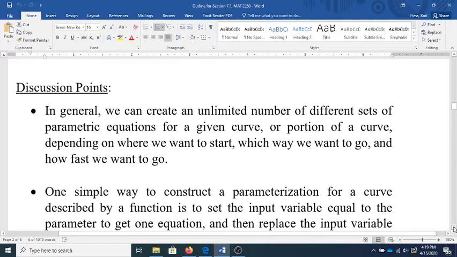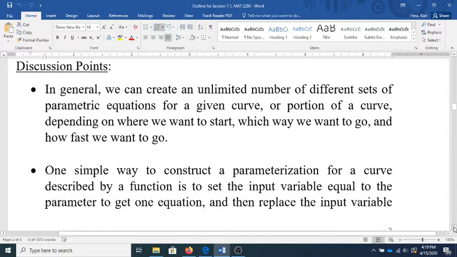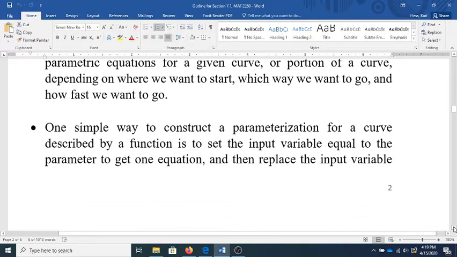So, a few points to make here. In general, we could create an unlimited number of different sets of parametric equations for a given curve, or for a portion of a curve, depending on where we want to start, which way we want to go, and how fast we want to go. Now, we haven't discussed this yet, so this is worth mentioning. We constructed our parameterizations basically from scratch by looking at the relationship between each of the dependent variables with t. However, a lot of times we're going to build a parameterization by starting with a standard equation. If nothing else, a lot of times we'll start with that just because those are the equations we're most familiar with and are most likely to know how to build from scratch.